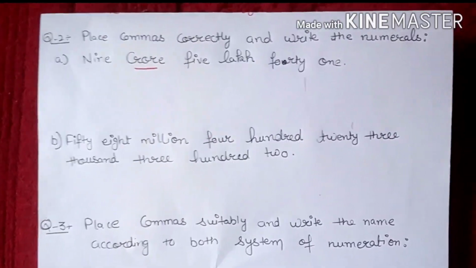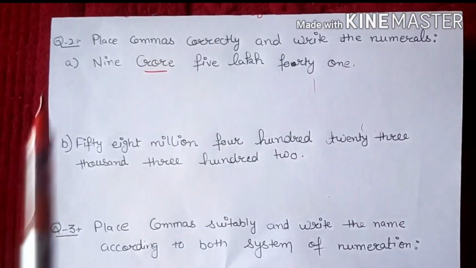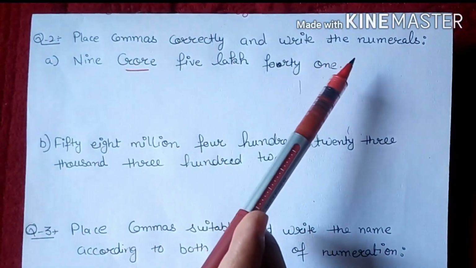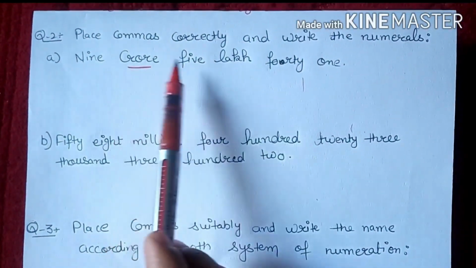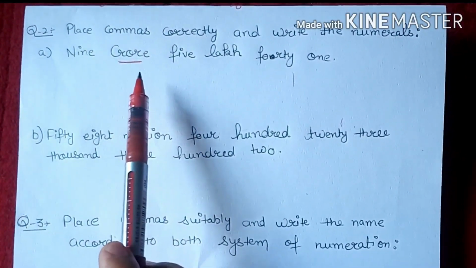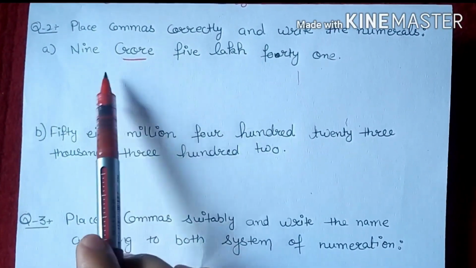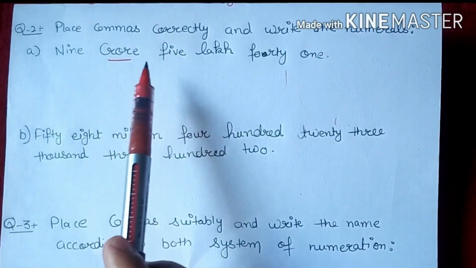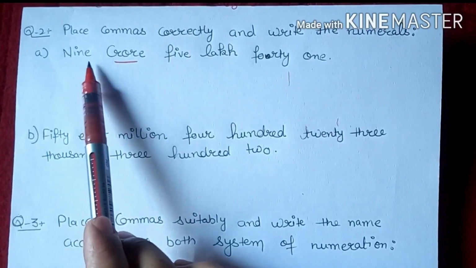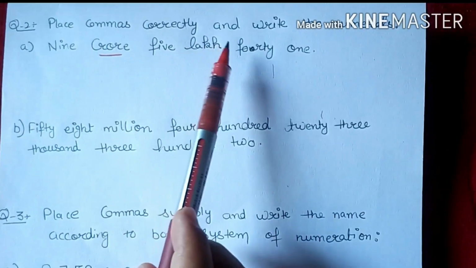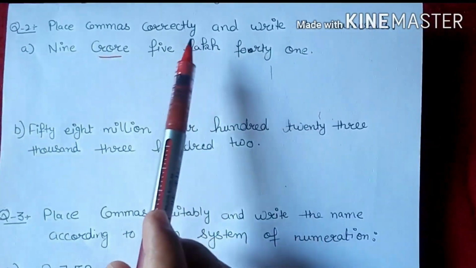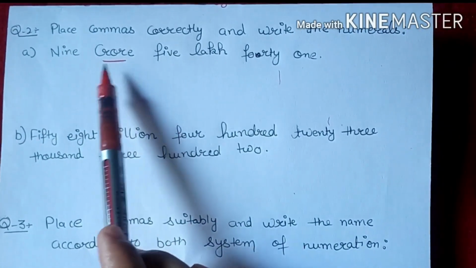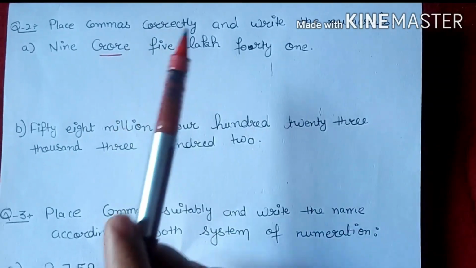Now the second question of exercise 1.1 is: place commas correctly and write the numerals. Numerals means you have to write this number in number form. So first of all we have to know which system the given number belongs to, so accordingly we can name it. Like the first question is 9 crore 5 lakh 41. As you know, students, crore is a term of the Indian system. So we can do this question in two ways.